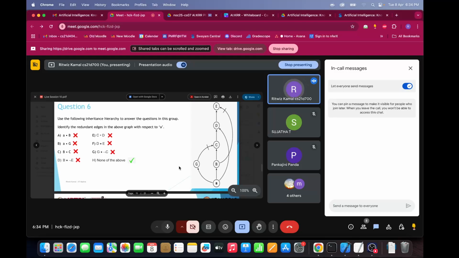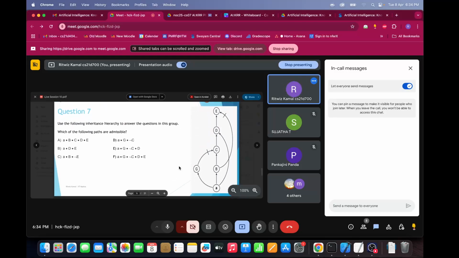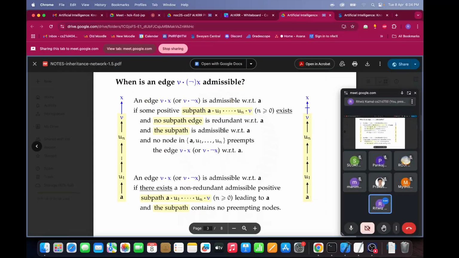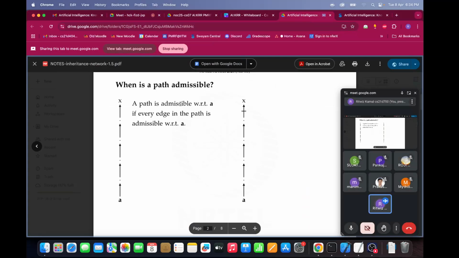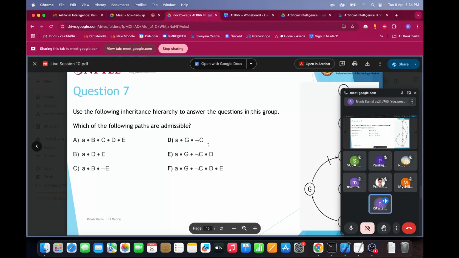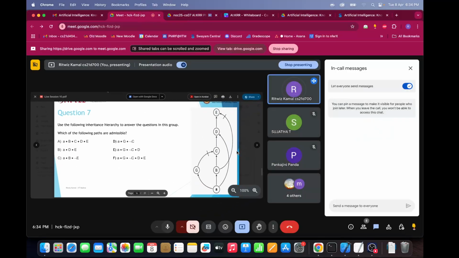Now the next question might be slightly more complicated. So here we have to identify whether the given paths are admissible or not. Earlier we were considering only edges. Now we have to look at whether the path is admissible, and in order to check whether the path is admissible, we have to remember the definition of the admissible paths that we just saw. For a path to be admissible, every edge in the path should be admissible with respect to A. So given that, which of these do you think would be correct options? Again, I'll let you think over it and then we can discuss.